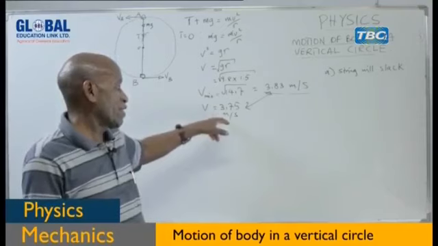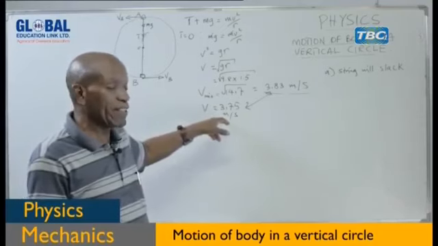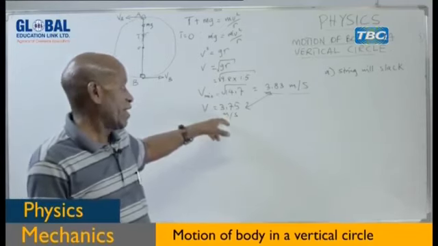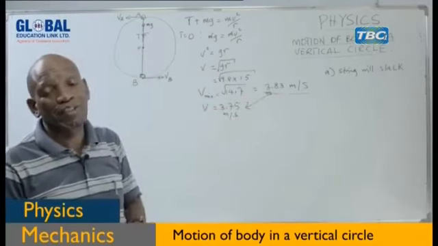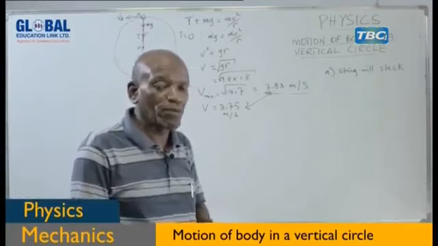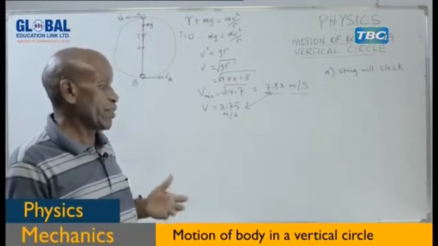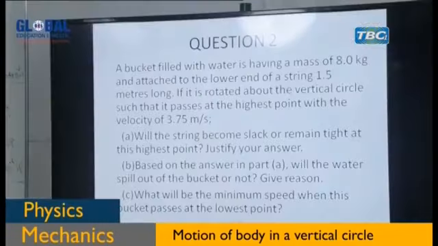the velocity given to the bucket is really smaller than the actual minimum velocity which the bucket is supposed to possess. Okay, we go to part C. What will be the minimum speed when the bucket passes at the lowest point?